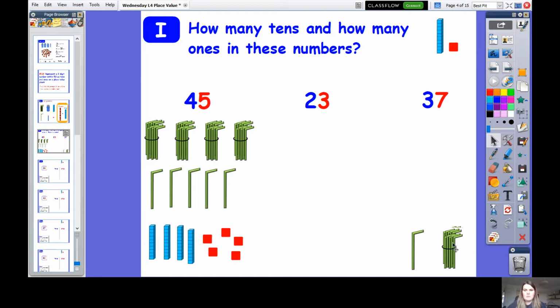Now, if I wanted to represent the number 23, what could I do to represent 23? Firstly, I'm going to get my straws. So I'm going to count in my 10s until I get to 20. You ready? 10, 20. And now I've stopped.